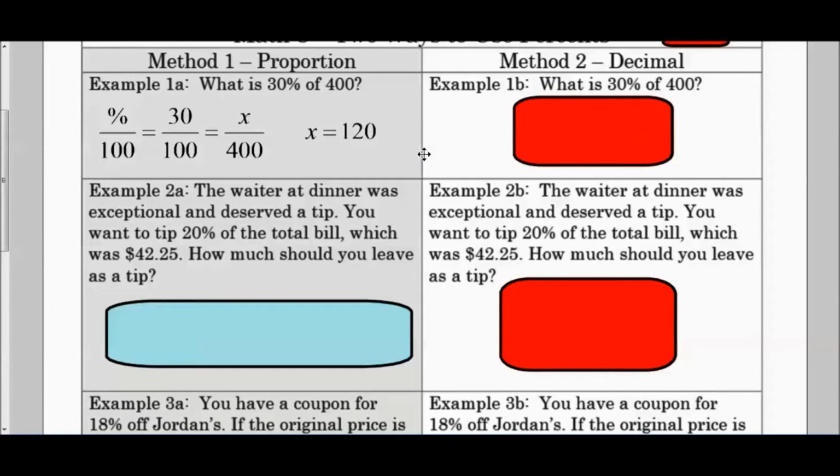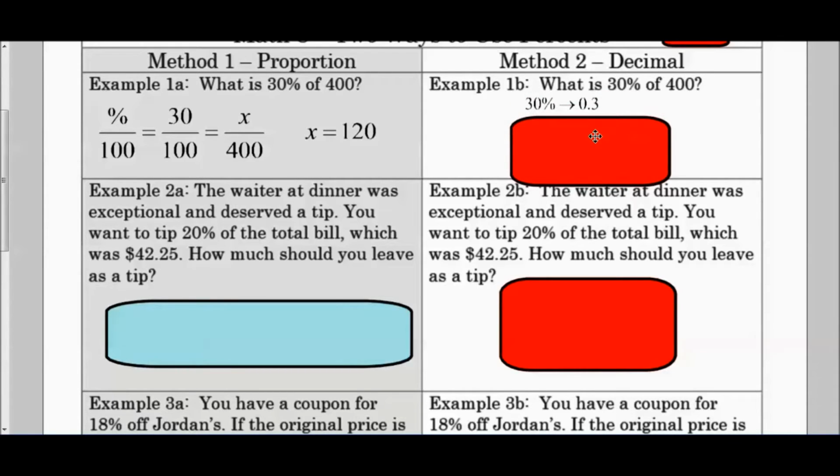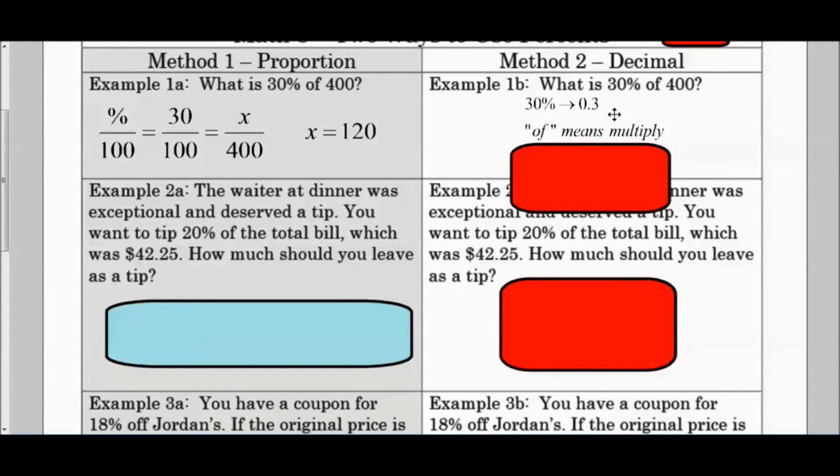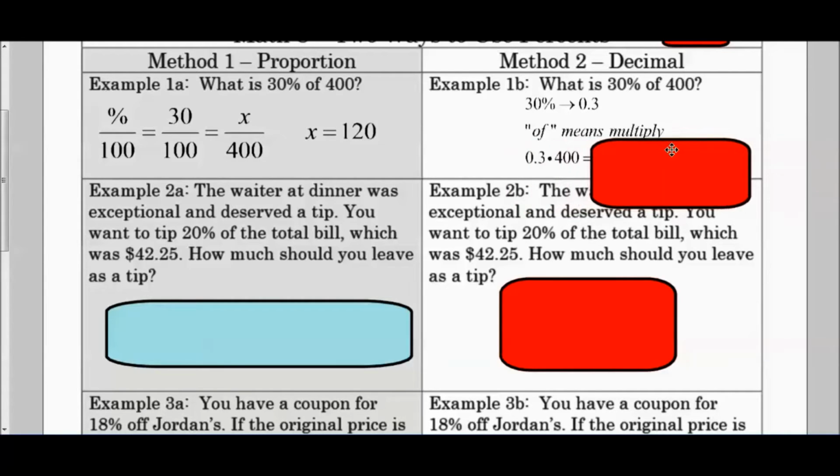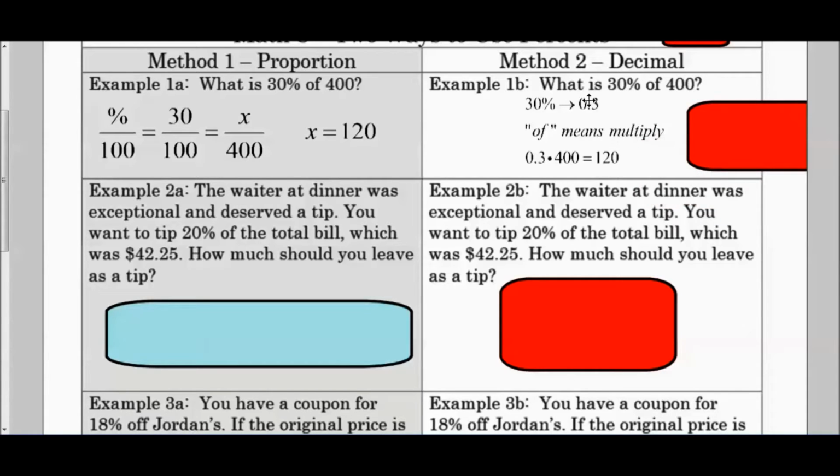Alright, so example 1b, we see the exact same problem. What is 30% of 400? So there's a separate way we can do this. We can change that into a decimal instead using the decimal 0.3. We can really read this as an operation. 30% of 400. Of really means multiply. So we're going to take that as a decimal and multiply it times 400. And that would give us that same 120. So it's 2 different ways of getting the exact same answer. 30% as a decimal multiplied times 400 gives us 120.